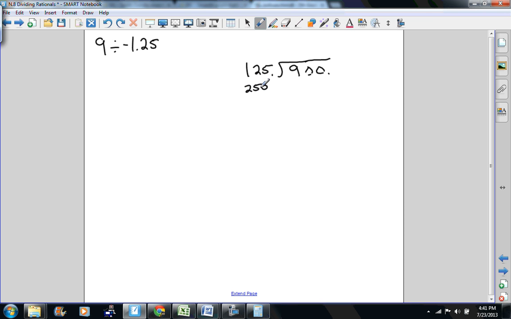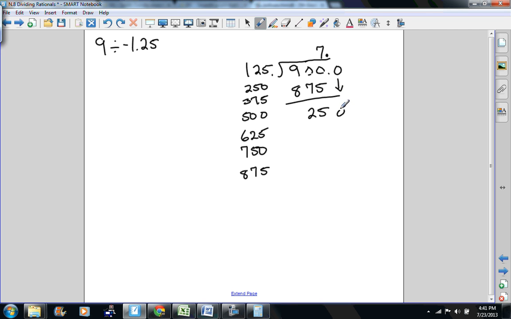So I'm going to have to do our system here. 125 becomes 250, becomes 375, becomes 500, 625, 750, 875. There we go. So that's 1, 2, 3, 4, 5, 6, 7. Goes right there. So that's 875. So that's 25 left over. Now I need to add in a 0. And I forgot my decimal, so it goes right there. I add in a 0, and I bring that down. So 250. Oh, we hit it. 1, 2. So our answer is 7.2.